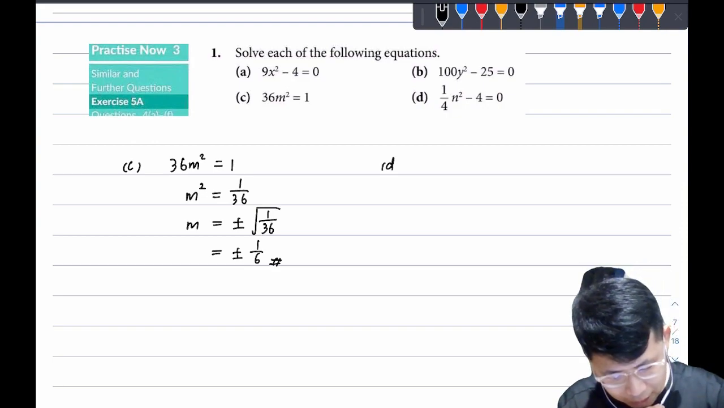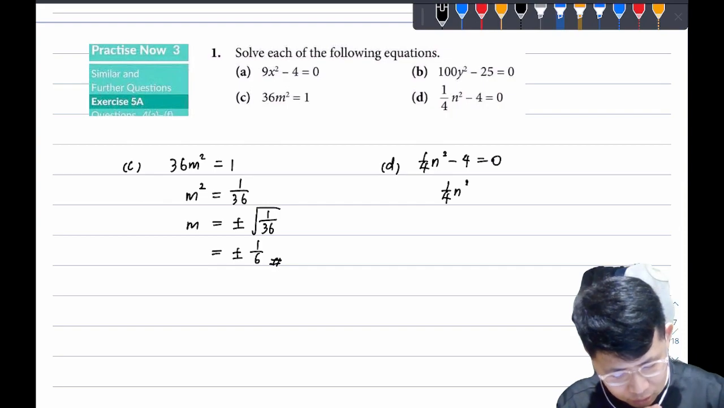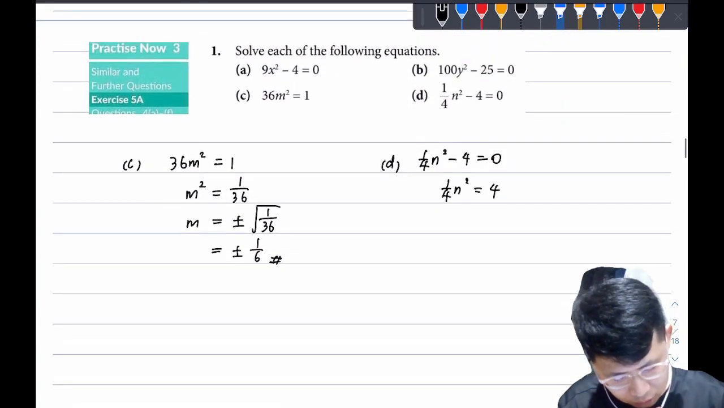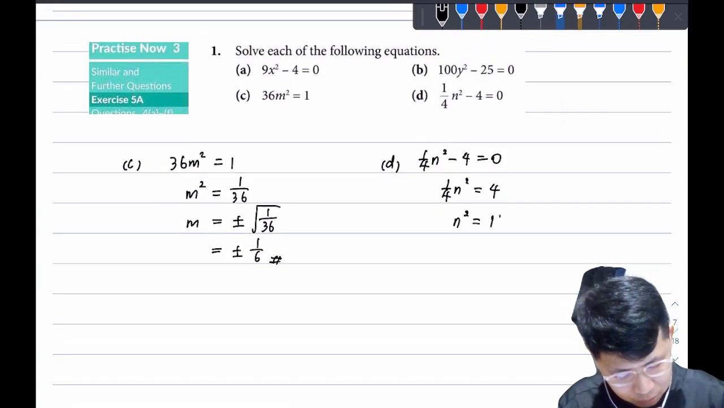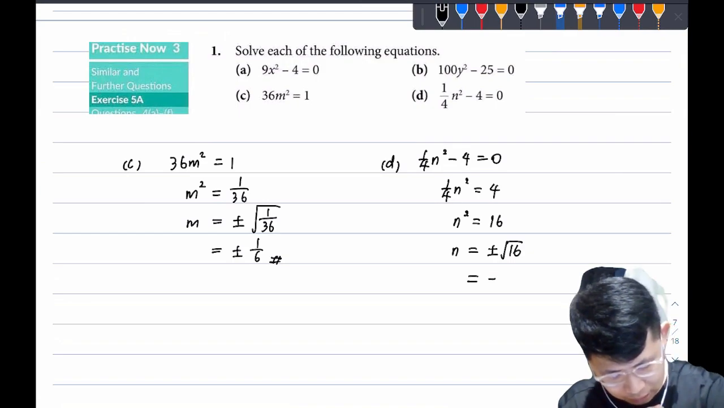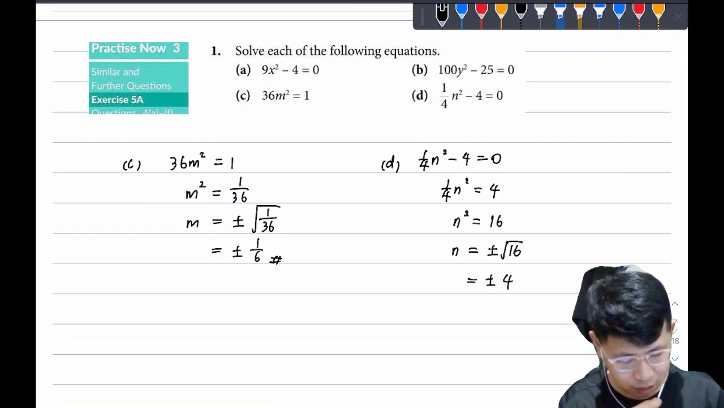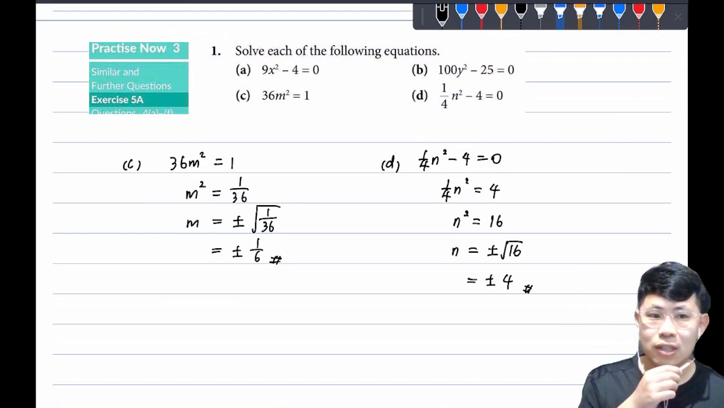Alright, for part D, I'll just stick to one version. So I have a quarter n squared is equal to 4. Bring the 4 to the other side. So we multiply by 1 over 4. No, sorry, multiply by 4 on both sides to get this. So n would be equal to plus minus square root of 16. So this would be positive or negative 4. Right, so this would be my final answer for question D.